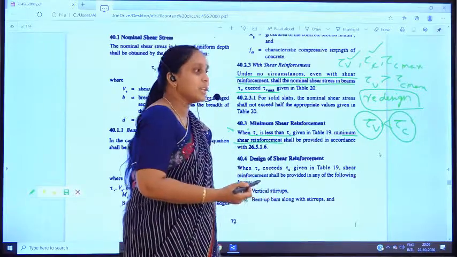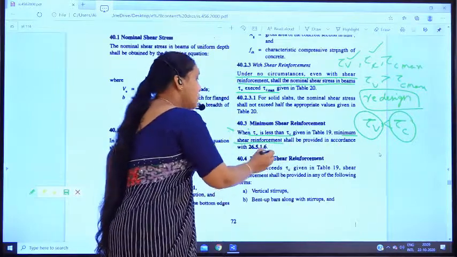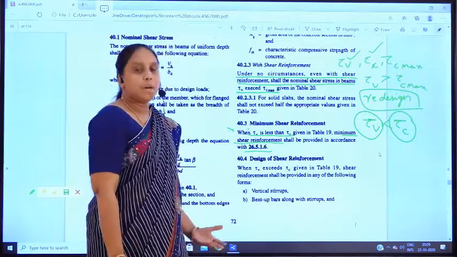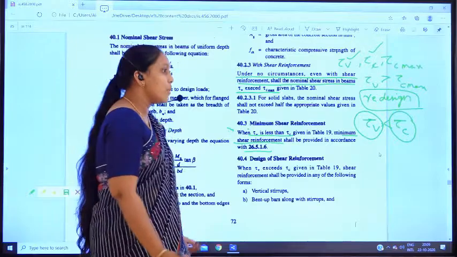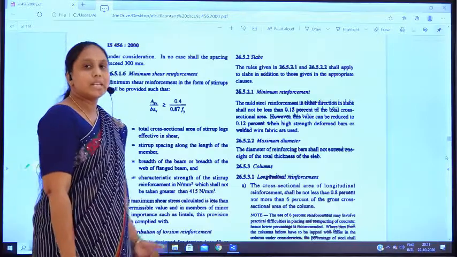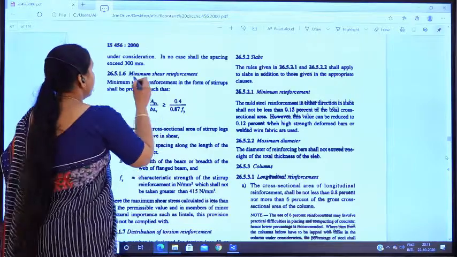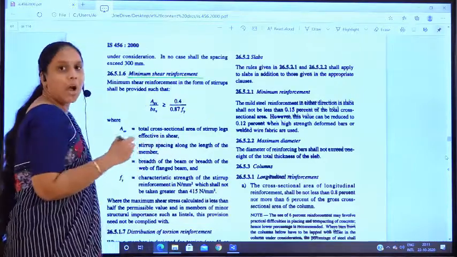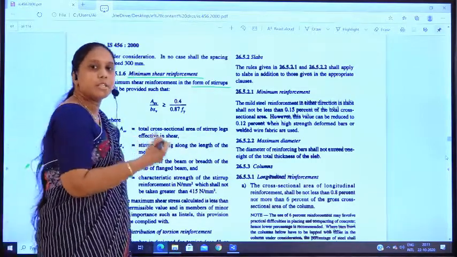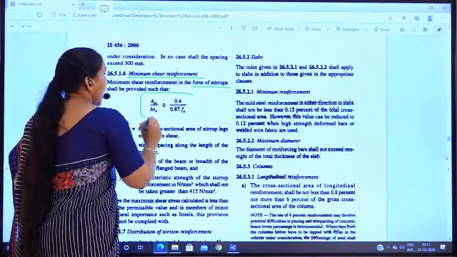In such cases, the minimum shear reinforcement has to be provided as per clause 26.5.1.6. Now we will see what minimum shear reinforcement has to be provided when tau V is less than tau C. We have to provide the minimum shear reinforcement in the form of stirrups. We have already discussed in the previous class what stirrups are, isn't it?